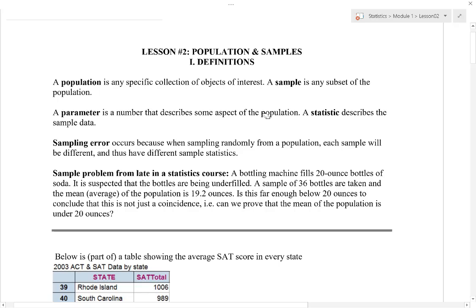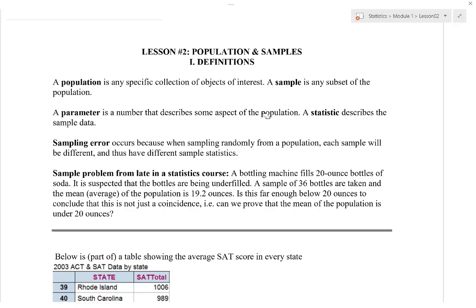Okay, welcome back to statistics in real life. So now we start getting into some of the more specific topics. We're going to start here with the idea of population and samples.